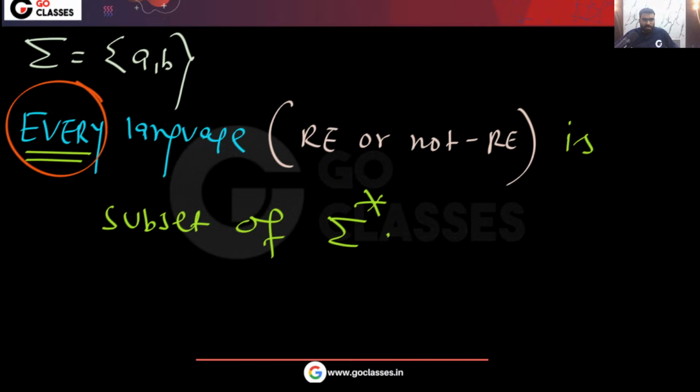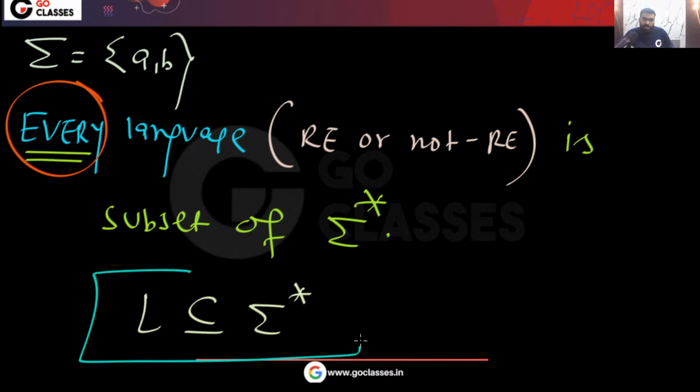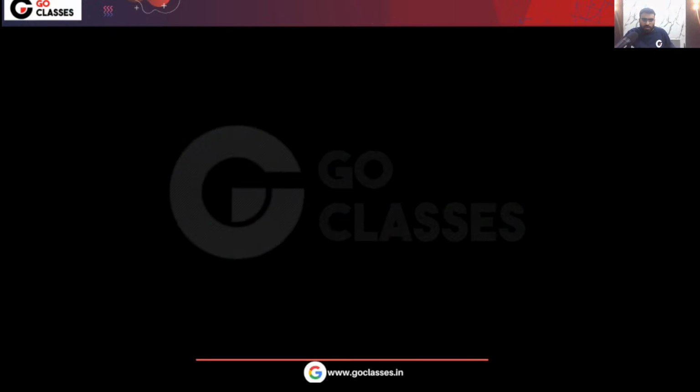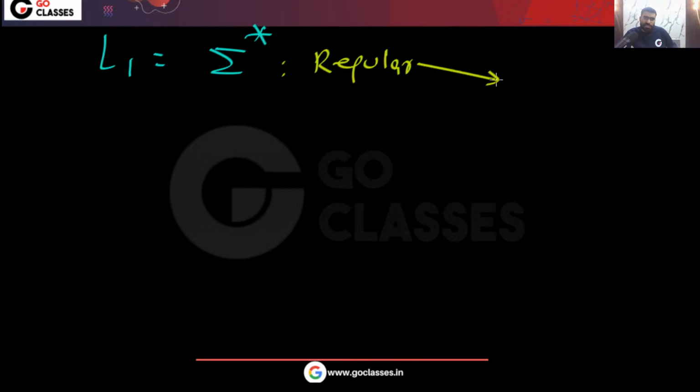Every language is a subset of sigma star. Sigma star is regular. That is the definition of language: whatever language you take is a subset of sigma star. Now notice what I'm doing. You take this sigma star, this is your L1, and this is a regular language. Because it is regular, every regular language is DCFL, every DCFL is CFL, every CFL is CSL, every CSL is recursive. Recursive means decidable. So this L1 is actually decidable.